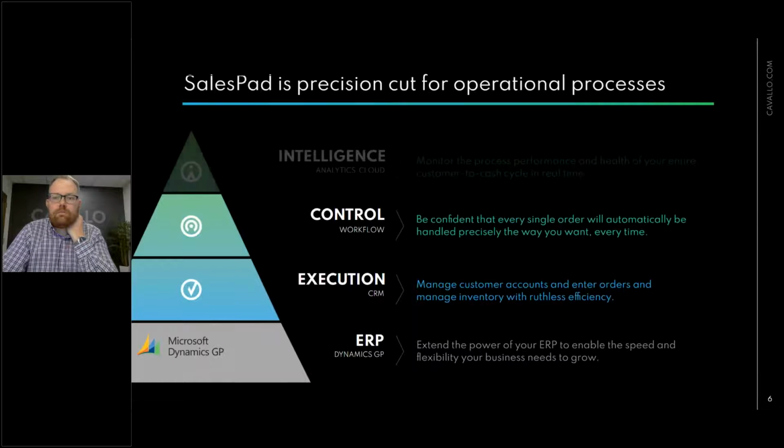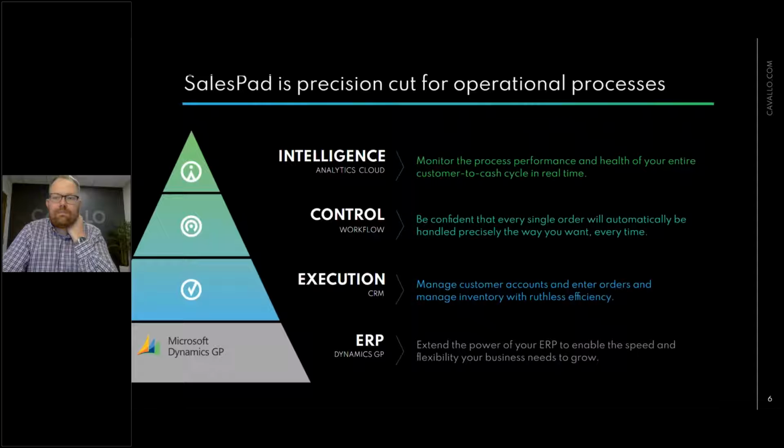And then the top layers are intelligence layers. So we do have some business intelligence capabilities to help you with your process performance to gauge the health of your customer to cash cycle. And we will be doing some additional webinars, as I indicated, covering many of these topics.